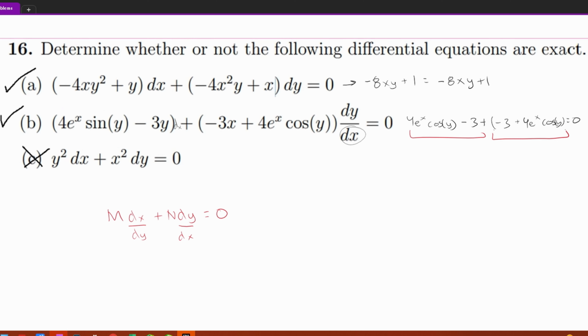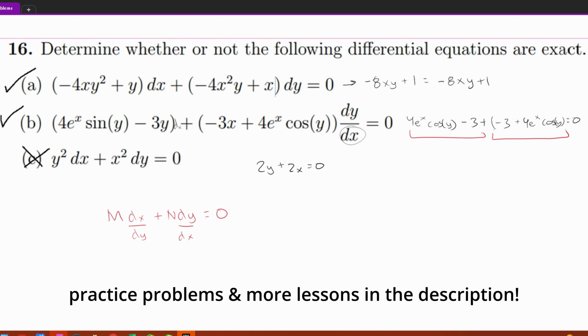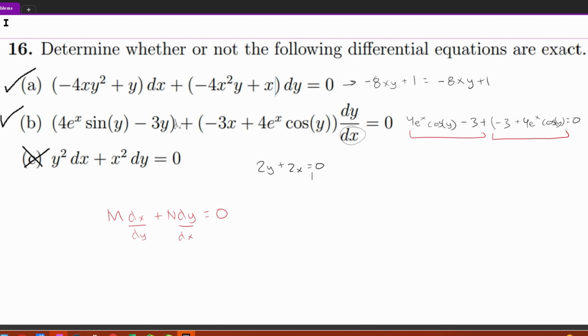If we take the derivative with respect to y on the first one, that's going to give us a 2y, and then derivative with respect to x on this next one, we'll have 0, and now we can see that this is not exact. So it's not equal to each other, and only the first two are exact, and that's how you would go about looking to see if a differential equation is exact or not.